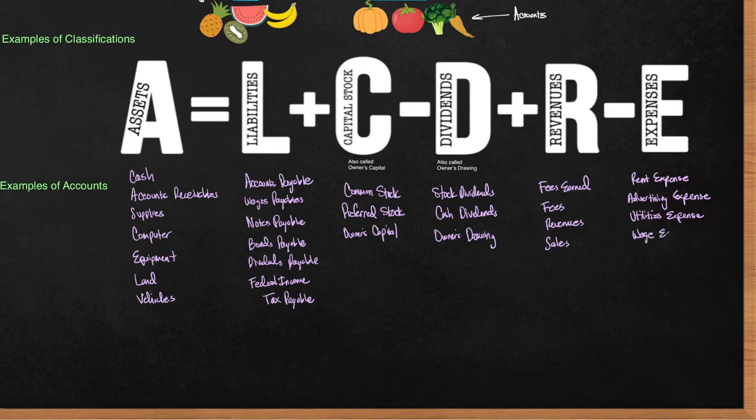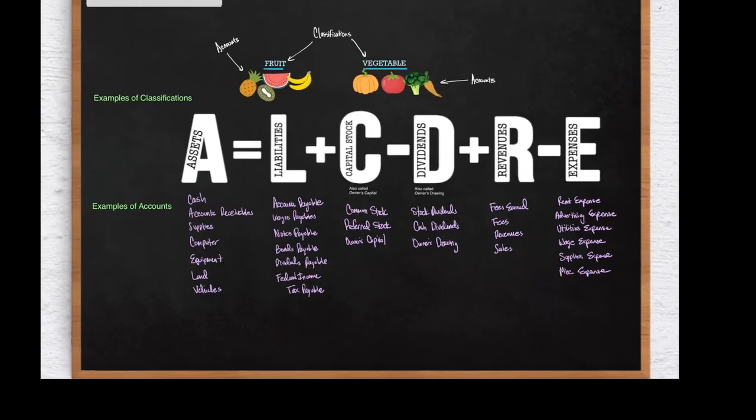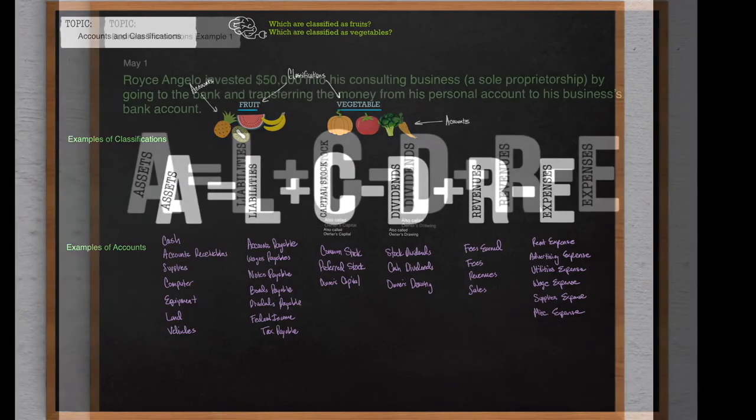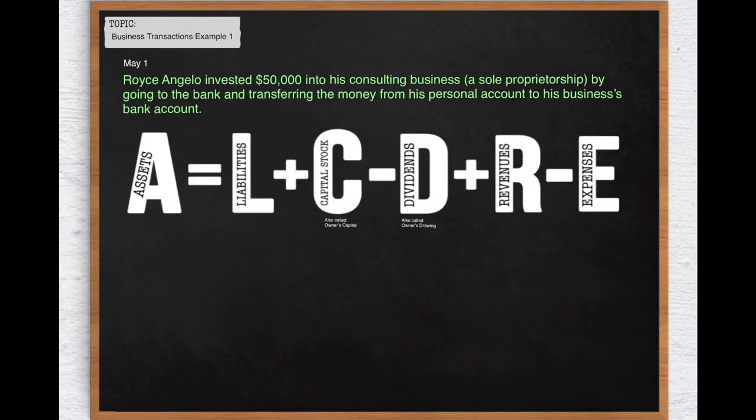So for example, I wrote here rent expense, advertising expense, utilities expense, wage expense, supplies expense. Anytime an account name ends with expense, it is classified as an expense. Last one, miscellaneous expense. Again, lots of expense accounts. So you have a bunch of accounts. I realize it will take a while, lots of practice, to familiarize yourself with those accounts, and you've got to be able to classify them.